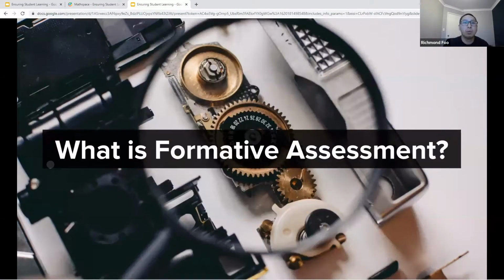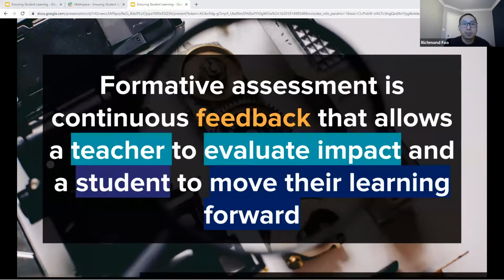So what is formative assessment? Put simply, it's just a continuous cycle of feedback that allows you to figure out, okay, how are you doing as a teacher and how are the students going with whatever you're doing with them? And in terms of how often you do this, it could be done several times a lesson. It could be done once a week. It doesn't really matter, as long as we're trying to inform ourselves of the picture and the reality of the classroom. That is essentially what formative assessment is.